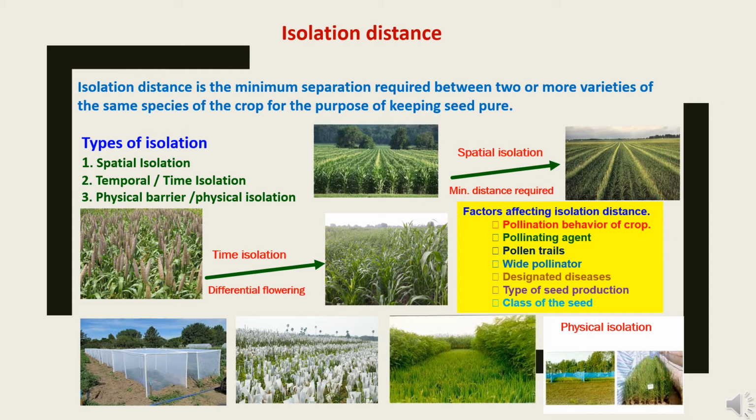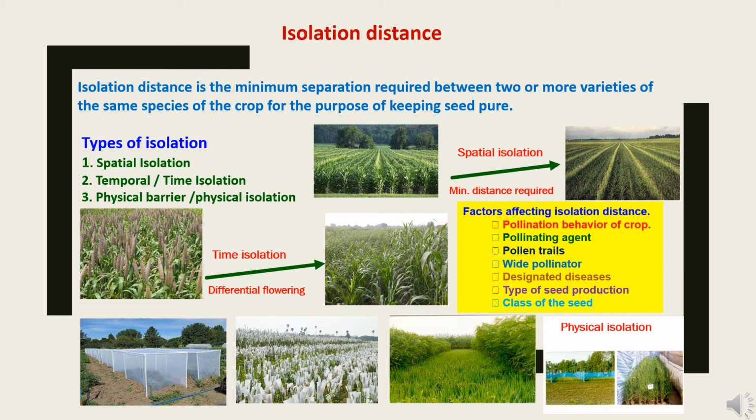Third one is physical or barrier isolation. It can be practiced by covering the floral part or whole plant. We can avoid the physical contaminants into seed fields, where we can use paper bags or cloth bags on the floral part, or we can use these tarpaulins to hinder the pollen movement from one field to other field.